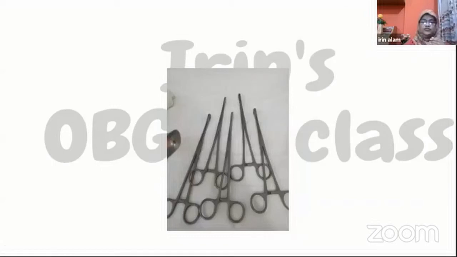These are the sponge holding forceps. Sponge holding forceps are given during cesarean section, one for giving a wash and the other to hold the corner of the uterus.